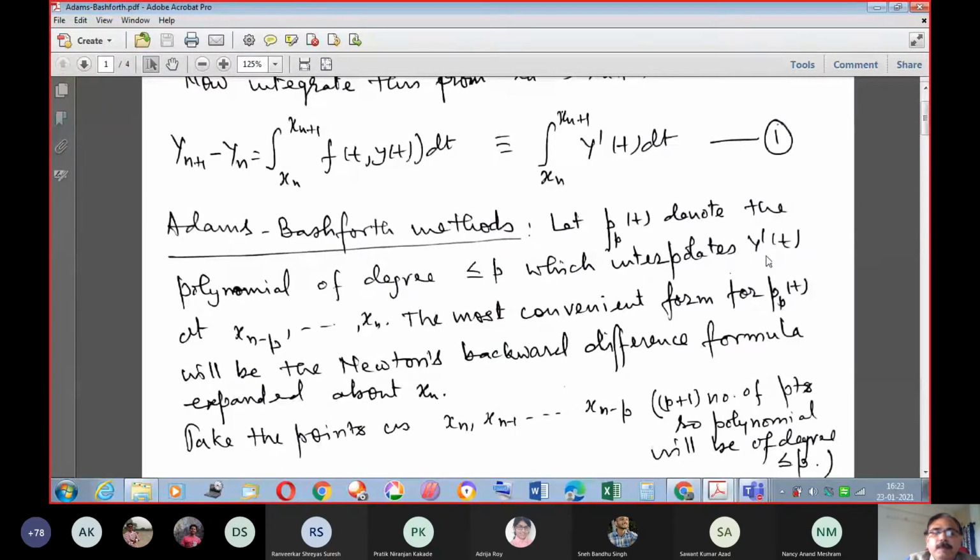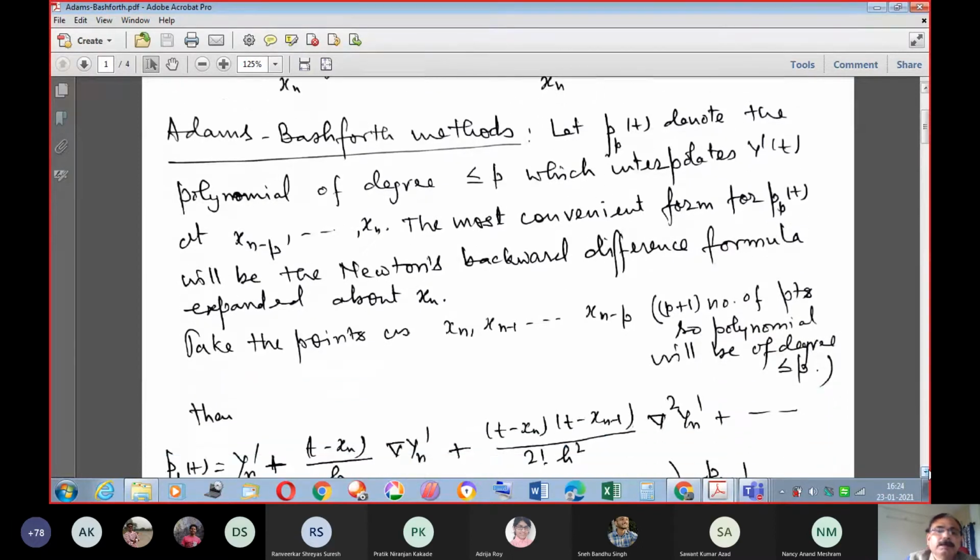Which interpolates y prime, meaning we'll take the points x_{n-p} to x_n and interpolate this y prime at these points. Since it is x_{n-p} to x_n, the most convenient thing is that we take the points in reverse order, that is x_n, x_{n-1}, up to x_{n-p}. If we take the points in reverse order, we basically apply Newton's backward difference formula. I hope this must have been taught to you in your Maths 1, Maths 2. Without that, numerical analysis will not be complete.